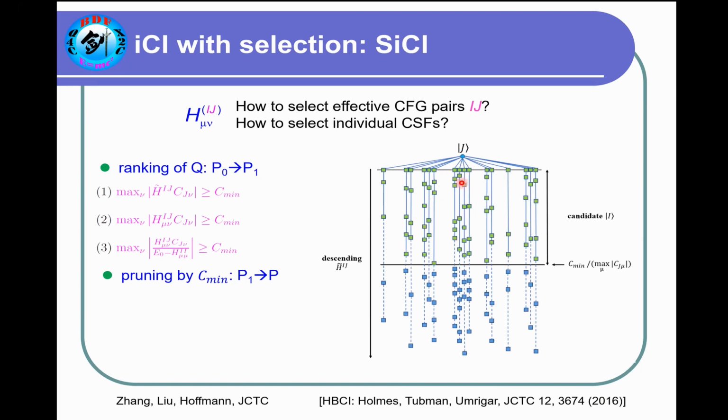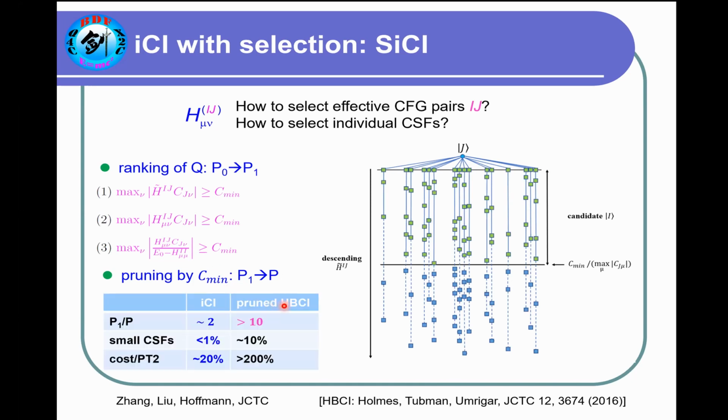After this integral pre-screening step, we also evaluate the first order coefficient to measure the importance of Q functions. Then we put the Q functions into the initial primary space. After that, we diagonalize this space and remove those configuration functions with coefficients smaller than the threshold C min. It turned out that our selection is extremely efficient, for example, compared to heat-bath CI.